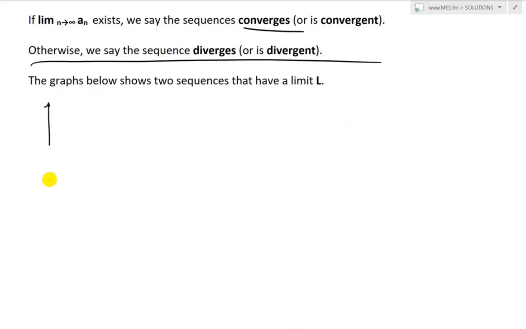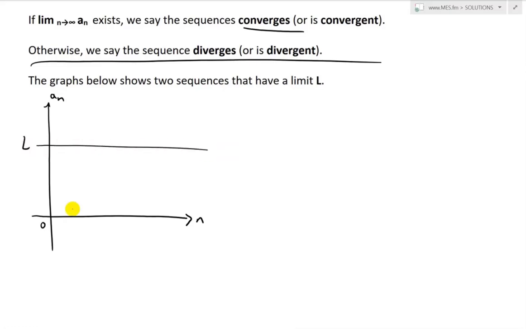You could graph it like this. This is n, this is a_n, this is 0, and let's say we have a limit L like this. Then what we have are separate points, remember, since n takes integer values. This one would look like this. As you see, it's approaching the limit L: it goes up above and comes back down, approaching that limit. That's one way.